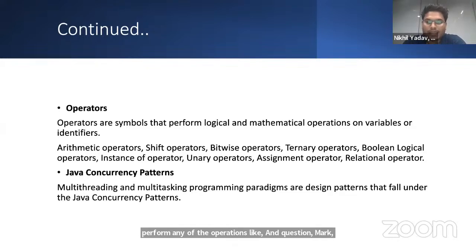The same goes for other operators, like Boolean logical operators, where we check and, or on two Boolean variables. These return Boolean values, true or false, which is why they are called Boolean operators. Similarly, there are other operators in Java, like instanceof, unary, assignment, and relational. Depending on our use case, we can use these operators.